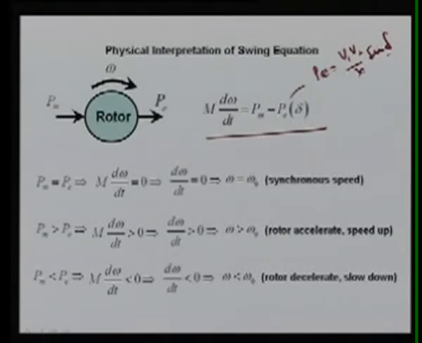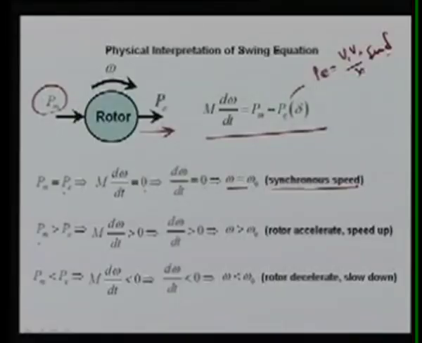So here it is your rotor, and the rotor is rotated by the mechanical input, and then we are taking the electrical output, and this machine is rotating with the speed of omega. Now if this Pm is equal to P, what will happen? This component will be equal to 0. Means if Pm is equal to P, then this component M d omega upon dt will be 0, and this shows that d omega upon dt is 0, means this machine is running at the synchronous speed, neither accelerating nor decelerating. So it is a steady state operation.